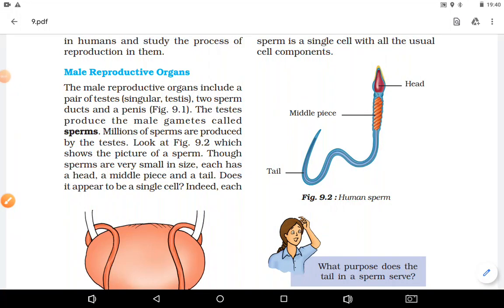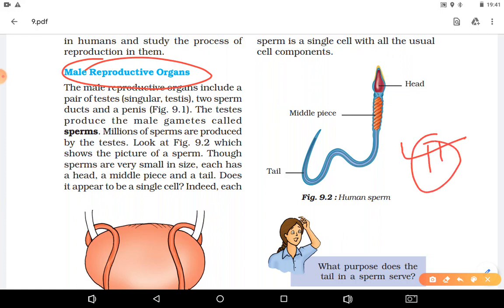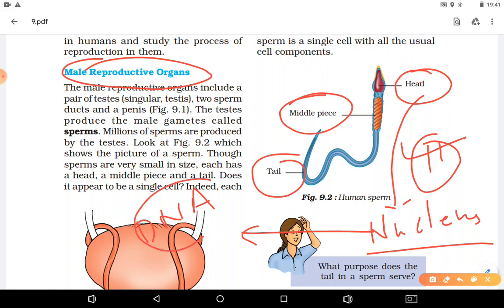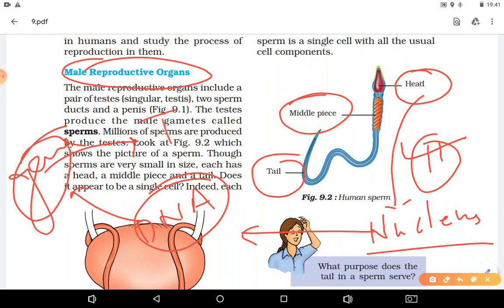Hello everyone. In the last class, we studied the male reproductive system, in which we did the structure of sperm and the function of the head, middle piece and tail. The head contains the nucleus. We have studied the nucleus in the previous chapter. The nucleus contains the DNA, which contains the genes, and genes control the traits of the organism.